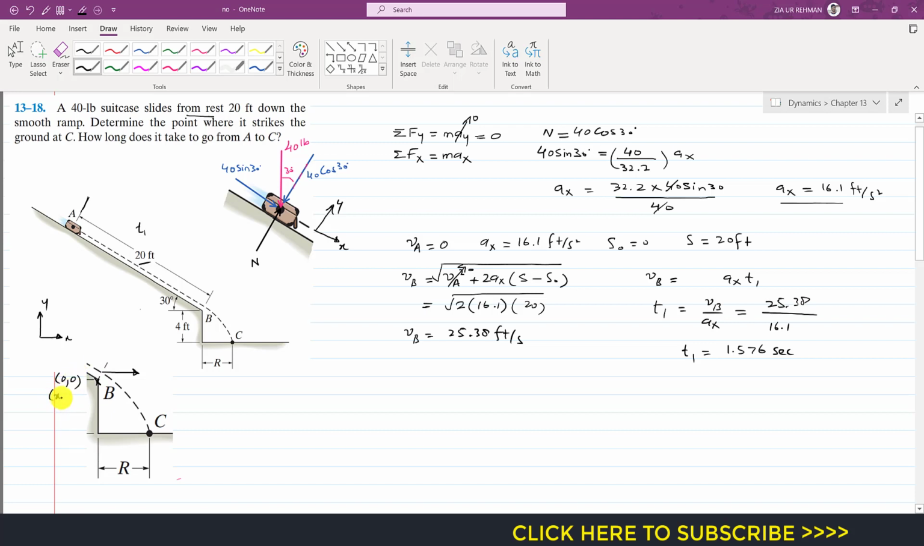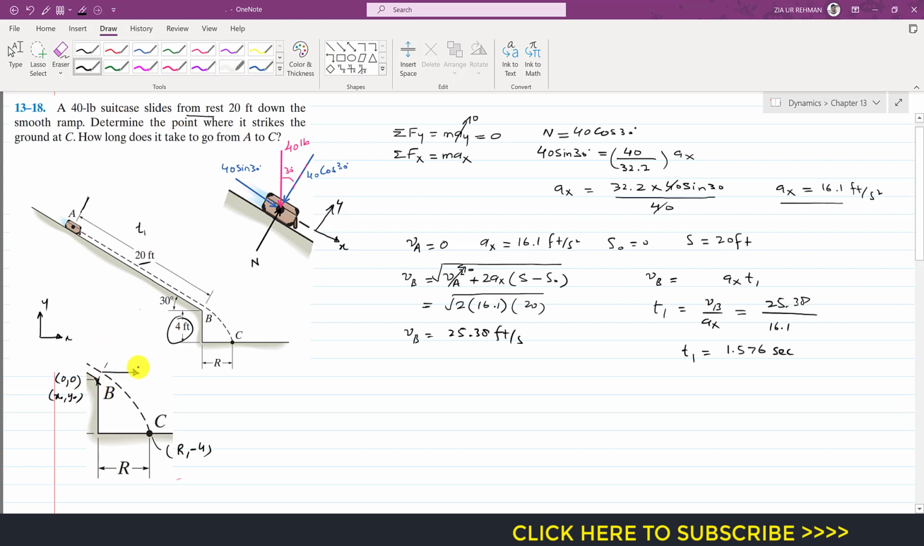Let's say that x naught and y naught are 0, 0, and at point C, if this is the origin and this is my positive x and y, and this distance is 4 feet, which is given, then the coordinates of point C will be r, -4. Along x we have traveled distance r, which is required, and -4 is in the negative y direction. This point C will be located at a distance of -4 feet from this origin, right.